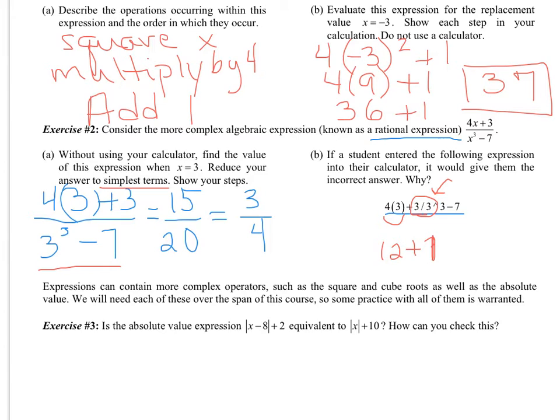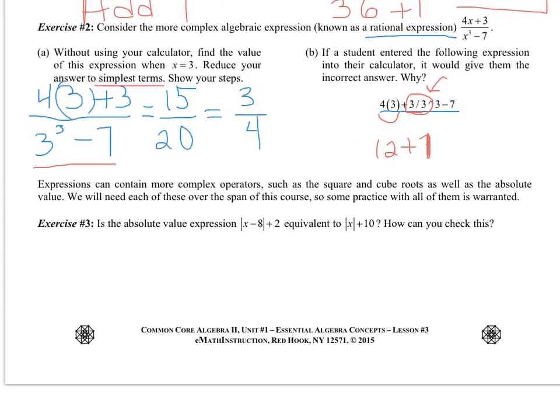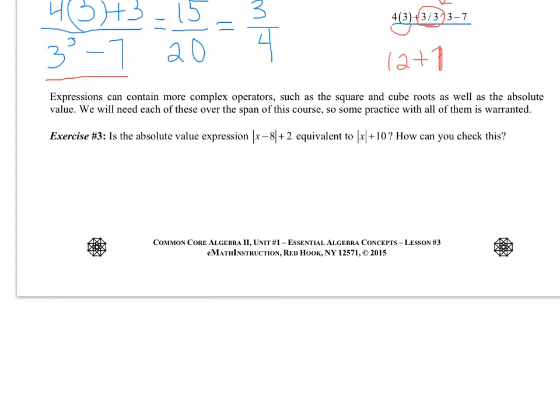Let's look at some other expressions that can use some different type of manipulating. In exercise 3 down here, we're going to be using the absolute value expression. So in exercise 3 it says, is the absolute value expression, the absolute value of x minus 8 plus 2, equivalent to the absolute value of x plus 10? How can you check this?